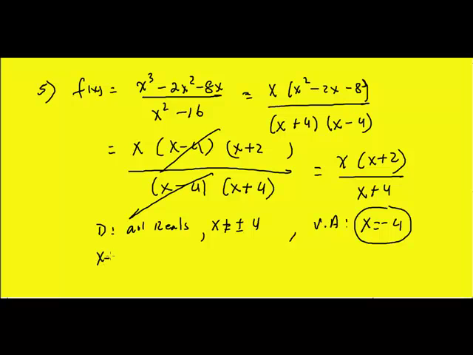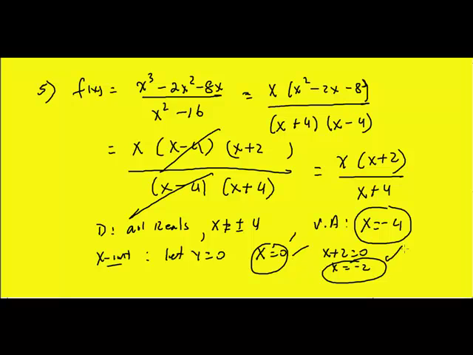The x-intercept. I'm going to let y be 0. That means I have to set the top equal to 0. x equals 0, and x plus 2 equals 0, which gives me x equals negative 2. Those are my x-intercepts.